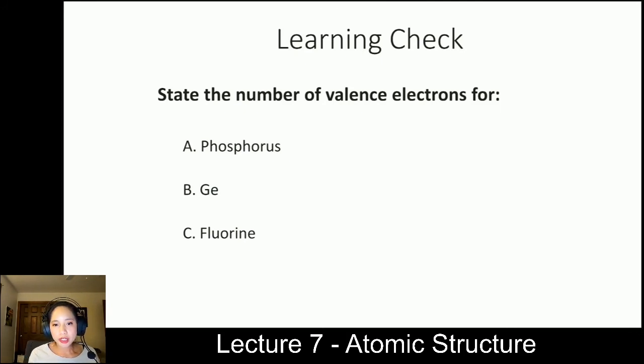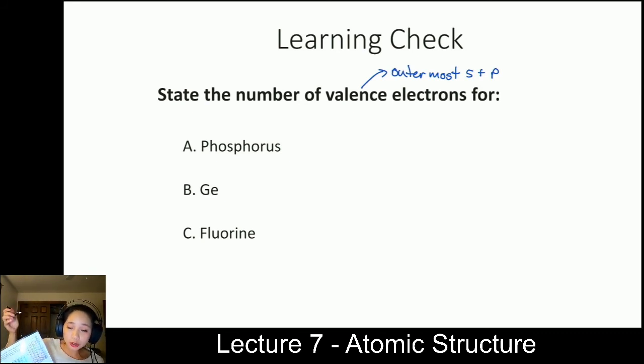So let's make sure we can figure out the number of valence electrons for these different elements. This first one is phosphorus. So remember, valence electrons are the outermost s and p electrons. For phosphorus, you could also look at the group number. Phosphorus is in group 5A, but you can also count all of the elements in that row. The third period starts at sodium. So sodium, 1, 2, 3, 4, 5. 5 elements to get to phosphorus. So there are going to be 5 valence electrons.